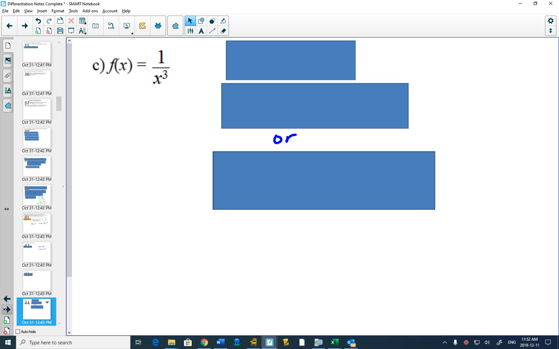Sometimes you have to do some preliminary work to make it match up with the rule. So this one, f of x equals 1 over x cubed. How could I write that as a single power? You can make it x to the power of -3 using a negative exponent law. Then you can do your shortcut.